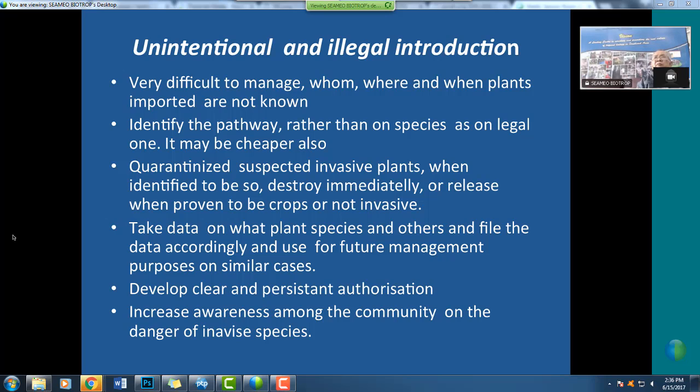Coordinate suspected invasive species, and when identified to be so, destroy immediately, or release when proven to be crop or non-invasive. Then take the data on what plant species and others, file the data accordingly, and use it for future management purposes on similar cases. And develop clear and persistent authorization. And this is unintentional and illegal introduction.